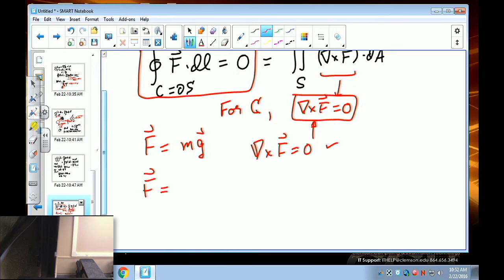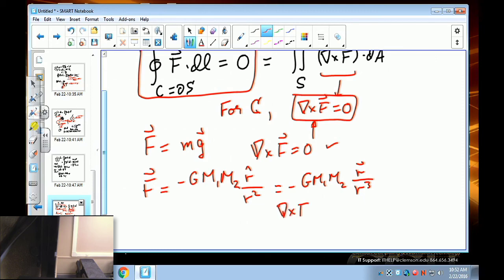Another one we did was Newton's law of gravity. And so now you should be able to calculate the curl of that, and I would convert this to r over r cubed before I tried to do that. But in fact, you'll find that this thing points radially outward, right? So you ought not to be surprised that the curl of this thing would be 0. It should be pretty easy to demonstrate that.